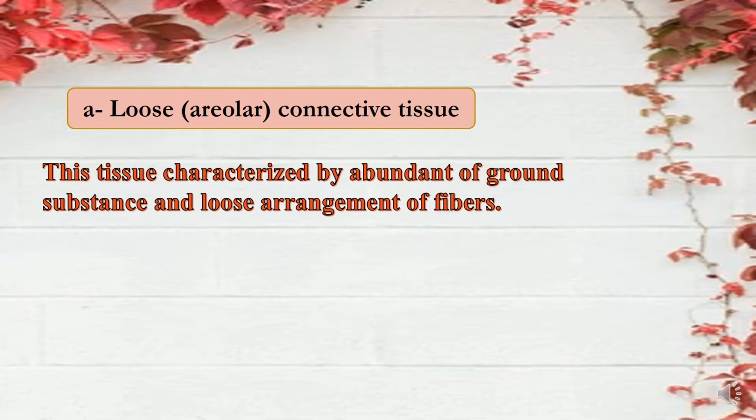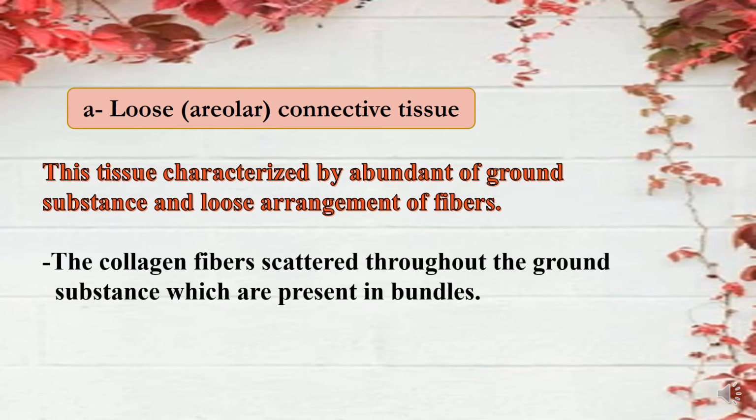Loose connective tissue. This tissue characterized by abundance of ground substance and loose arrangement of fiber. هذا النوع من النسيج يتميز بأنه المكون الرئيسي هو ground substance which present in large amount على حساب less number of cells, less number of fibers. This fiber are loose in arrangement. تكون مفككة بالتشو. The collagen fibers are scattered throughout the ground substance, which usually present in bundles.